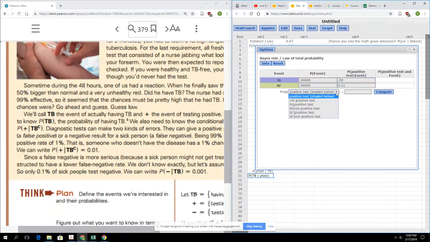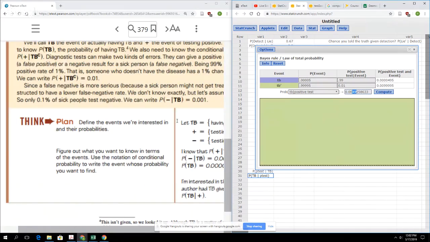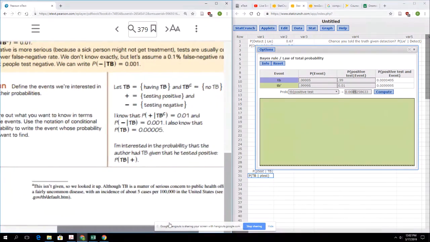Now we look over here. We look to this drop down, and we want the chance that you have TB given that you were given a positive test. So there's our probability expression. And boom, it's going to give it to us. It's going to give it to us that it was about 0.4%. About 0.5%.